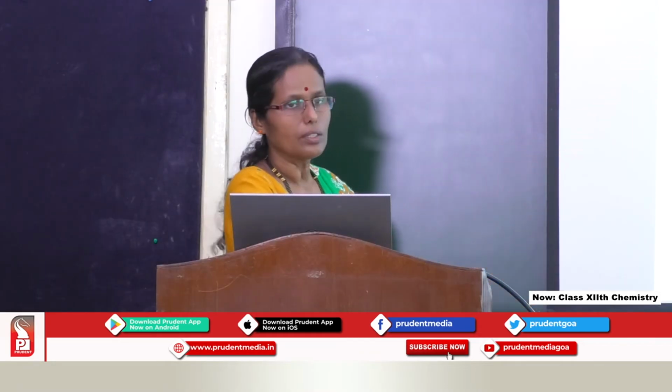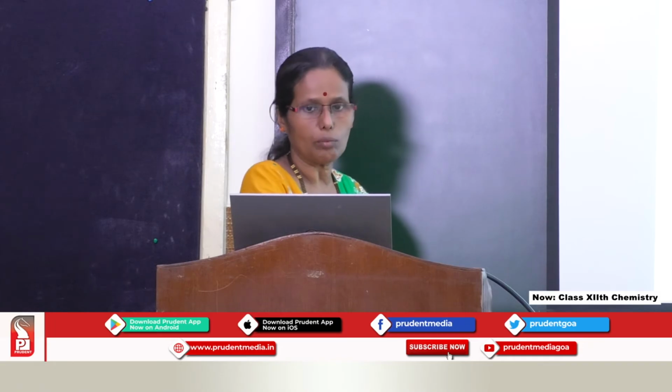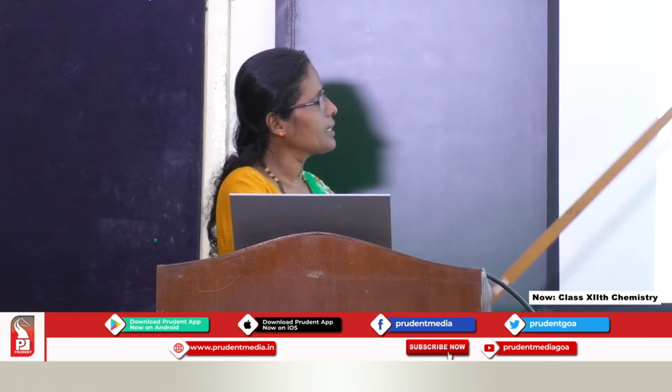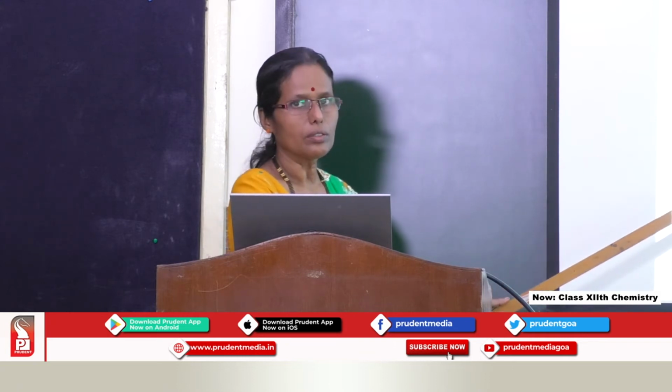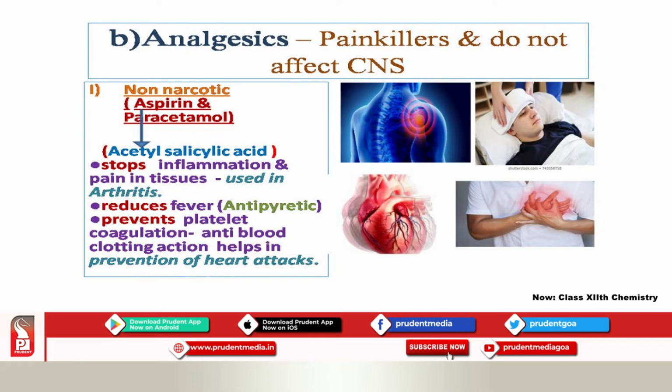Two non-narcotics which are there, aspirin and paracetamol. Aspirin is also called acetyl salicylic acid. It's the chemical name for aspirin. It stops inflammation and pains in tissues and therefore can be used in the treatment of arthritis. This also reduces fever. The substances which reduce fever are called antipyretic. They also prevent platelet coagulation and show anti-blood clotting action, therefore helps in prevention of heart attack.